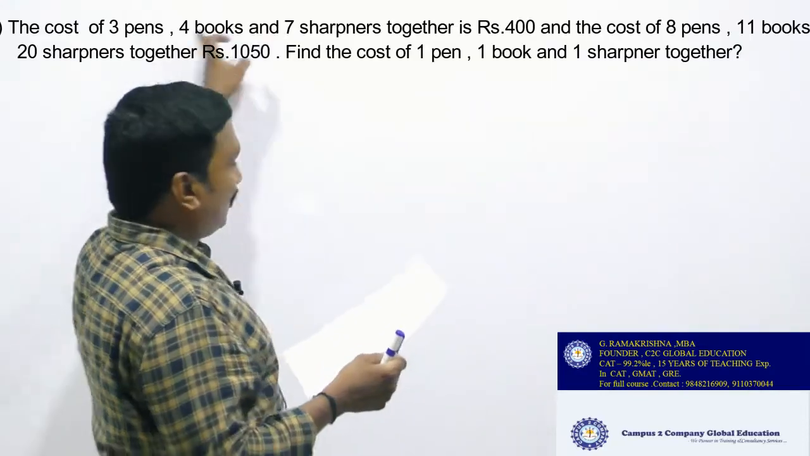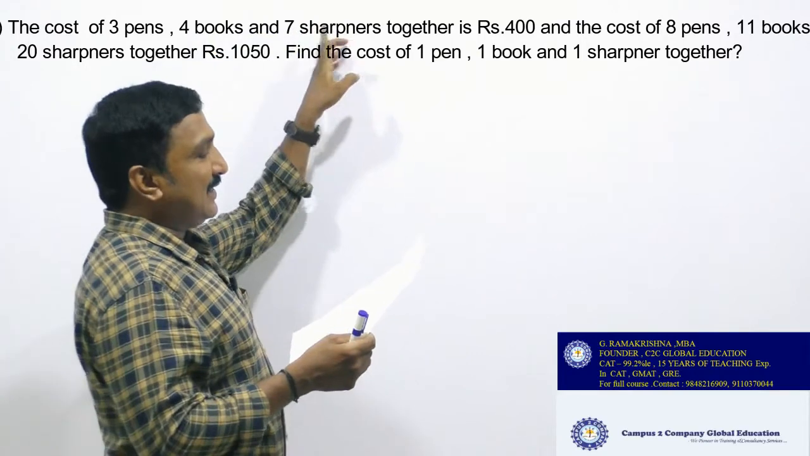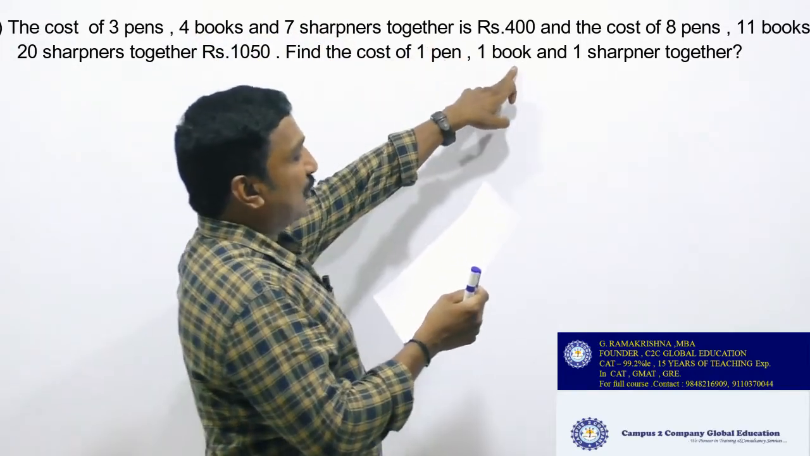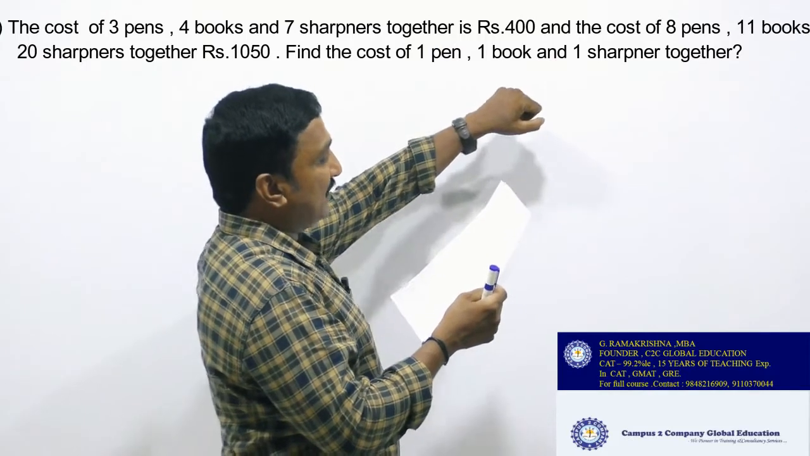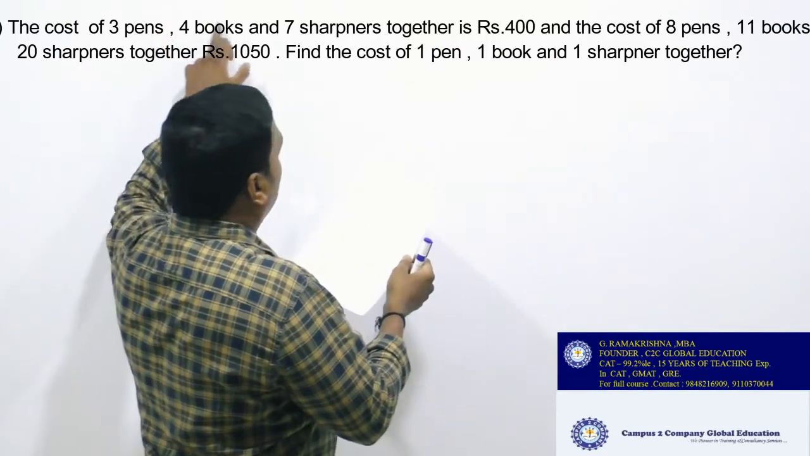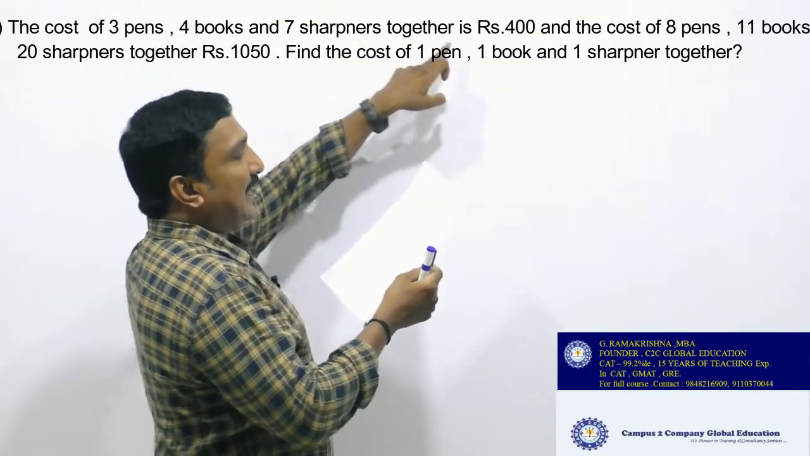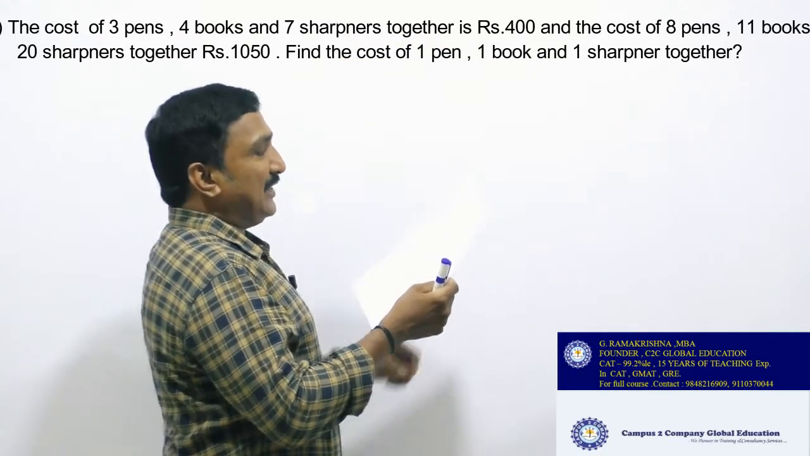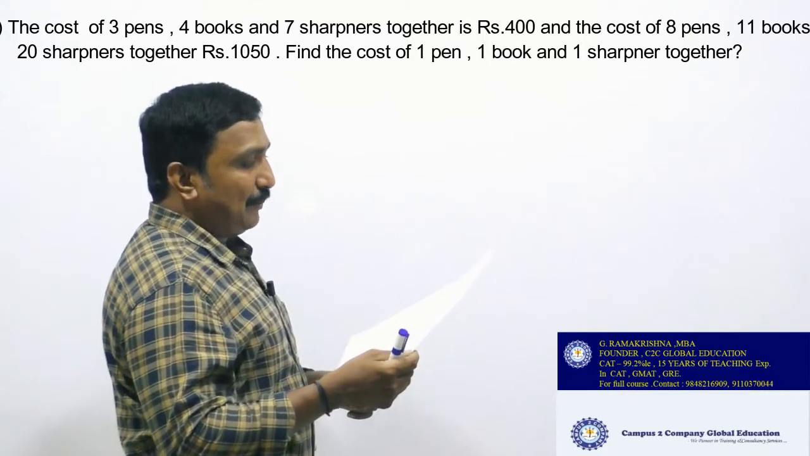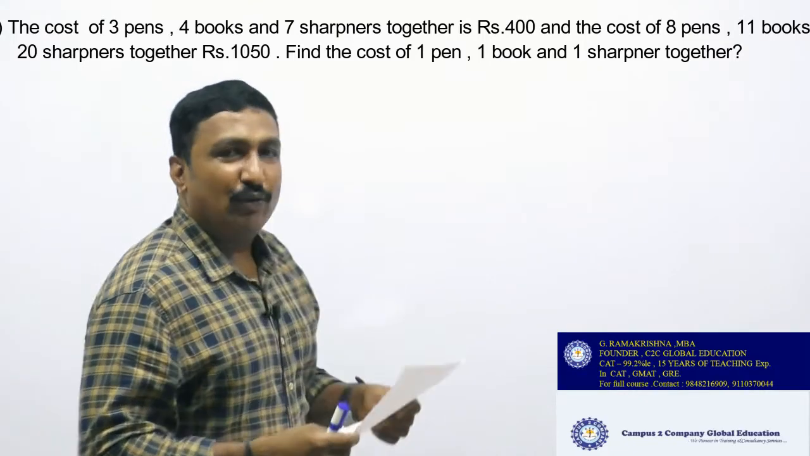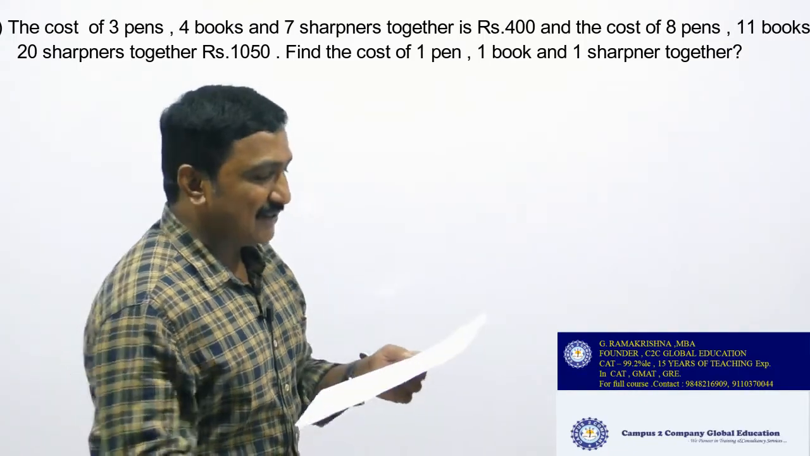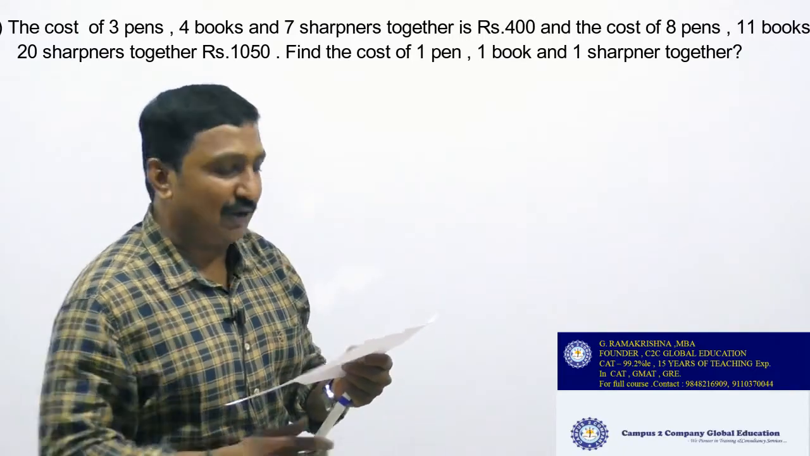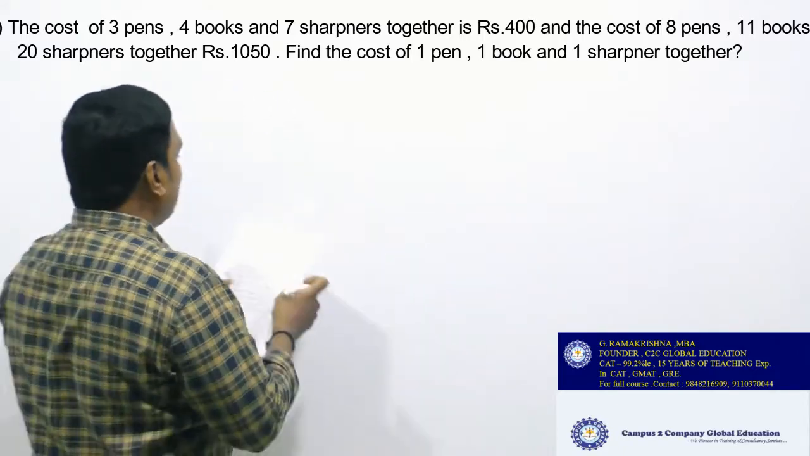This is the next question, friends. The cost of 3 pens, 4 books and 7 sharpeners together is 400 rupees, and the cost of 8 pens, 11 books and 20 sharpeners together is 1050. Find the cost of 1 pen, 1 book and 1 sharpener. Here also 3 variables, 2 equations, but a very important model, friends.